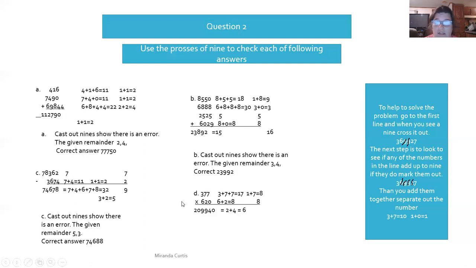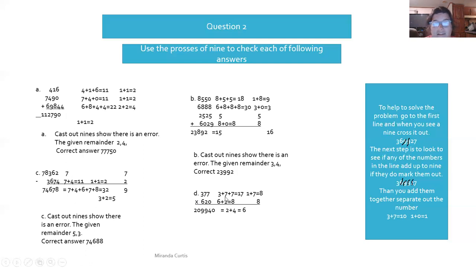Okay, let's look at our last problem. 377 times 620 equals 209940. Let's see. Do we have anything to cast out 9s up here? 7, 8, 9, 10? No. 7 plus 7 is 14. We know it's not going to cast out a 9. So we got 3 plus 7 plus 7 plus 7 equals 17. 1 plus 7 equals 8.